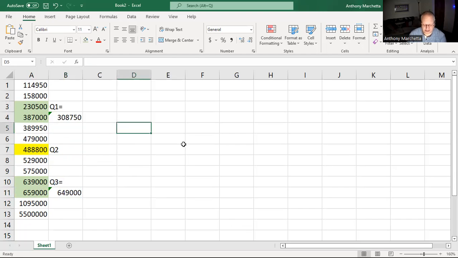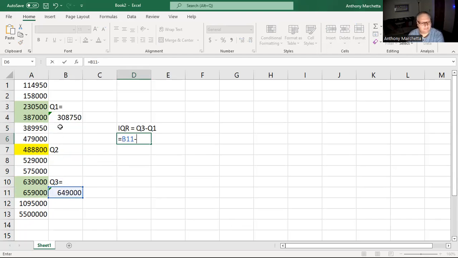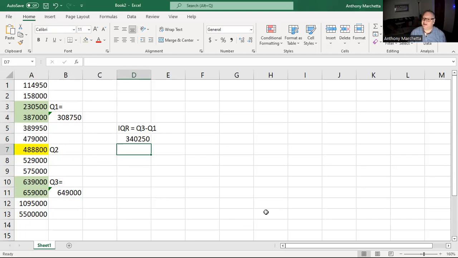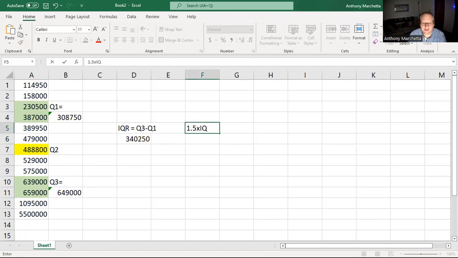So the interquartile range now is, remember, Q3 minus Q1. There's your interquartile range. Now, let's find out 1.5 times the interquartile range, because that's a step in your fences to figure out which outliers are there. That would be 1.5 times this number. All right, so I have that figure.